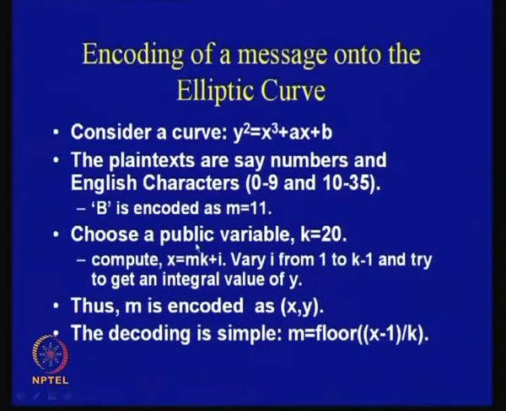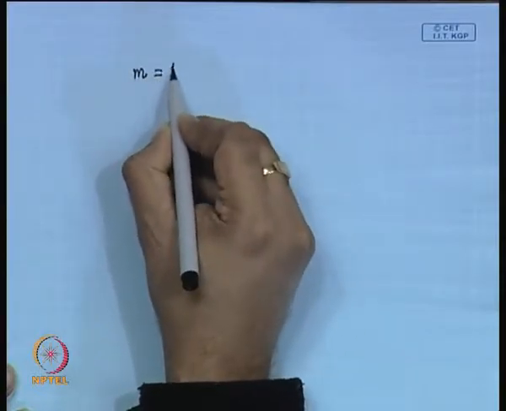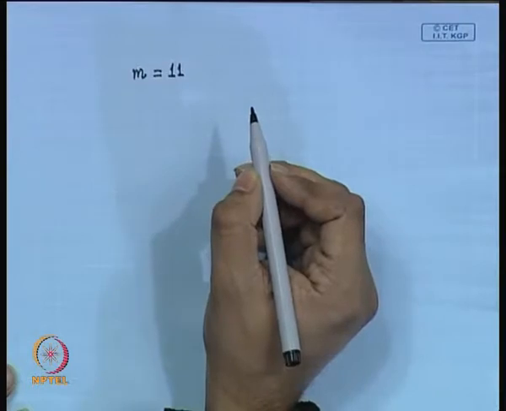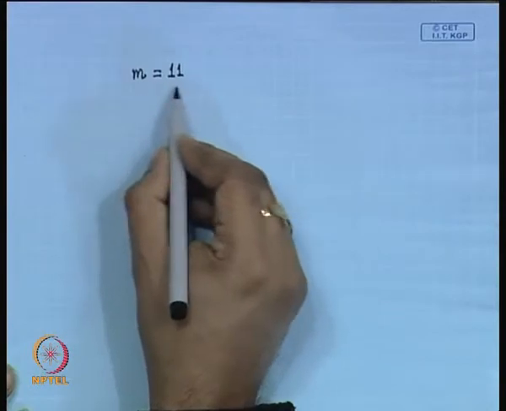You choose a public variable, say k equal to 20, and you start computing x, which is equal to m into k plus I, and you vary I from 1 to k minus 1. This value k is a publicly known value and you want to send the value m. I want to send the corresponding value m equal to 11, that is what the character b is encoded as.